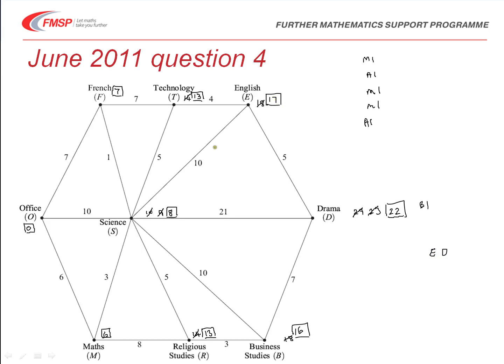Similarly from the 17, take away 10 is 7, and that's not 8. 17 take away 4 is 13, so the next one we come back to is T. From T being 13, 13 take away 7 is not 7. 13 take away 5 is 8, so that takes us to S. From S, 8 take away 1 is 7, so that must be F. And then from F, 7 take away 7 gives us 0, which takes us to O. So this is the order in which we followed through the network: O, F, S, T, E, D. And again, for stating that result, we would get 1 mark.